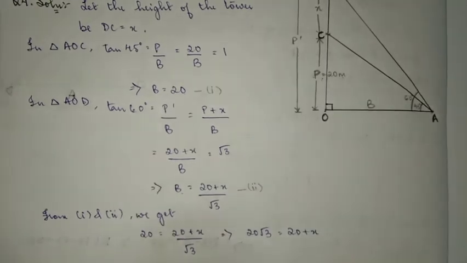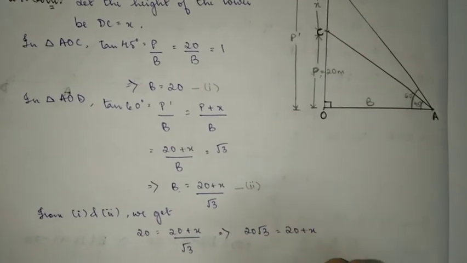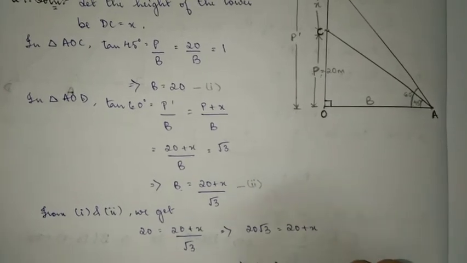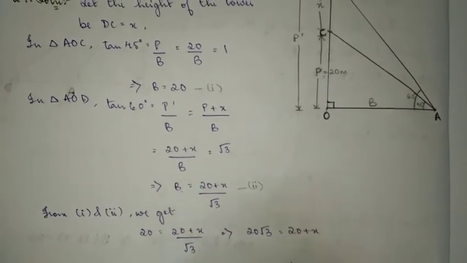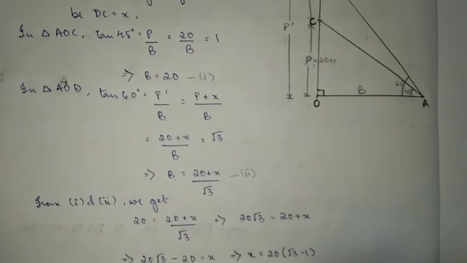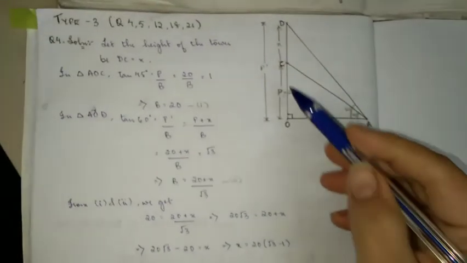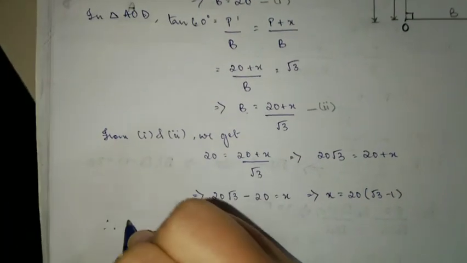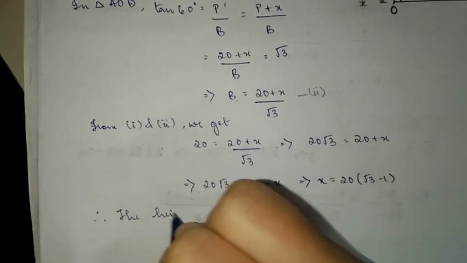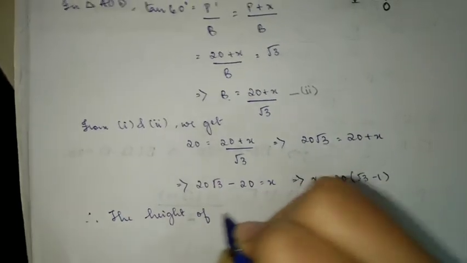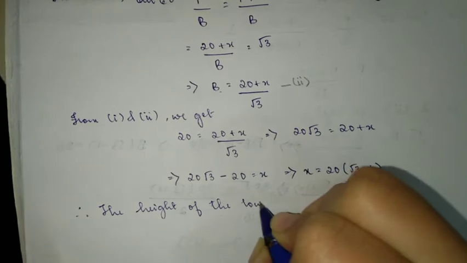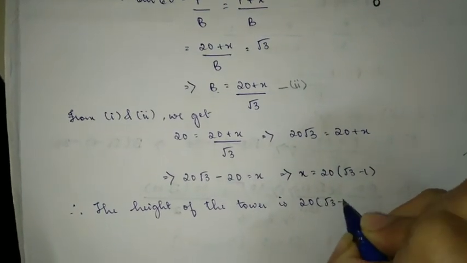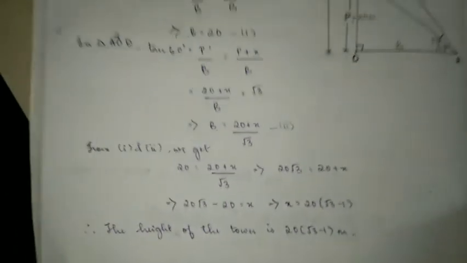And this will further imply, taking 20 common, 20 bracket root 3 minus 1 is equal to x. Therefore the height of the tower is equal to 20 root 3 minus 1. In this question we're going to leave it in terms of root 3 because they haven't mentioned anything.